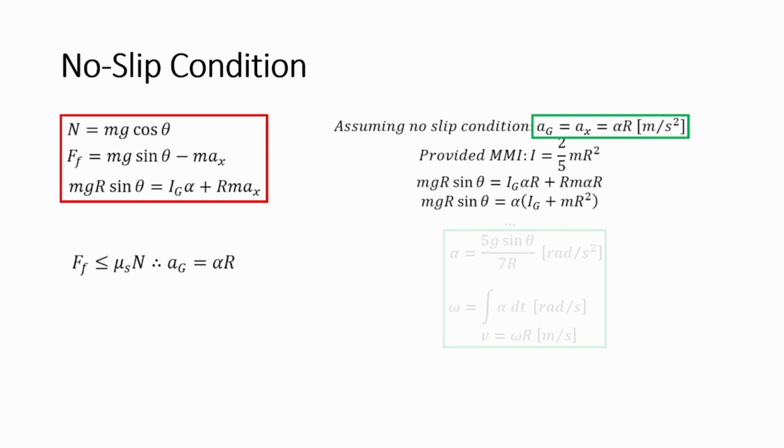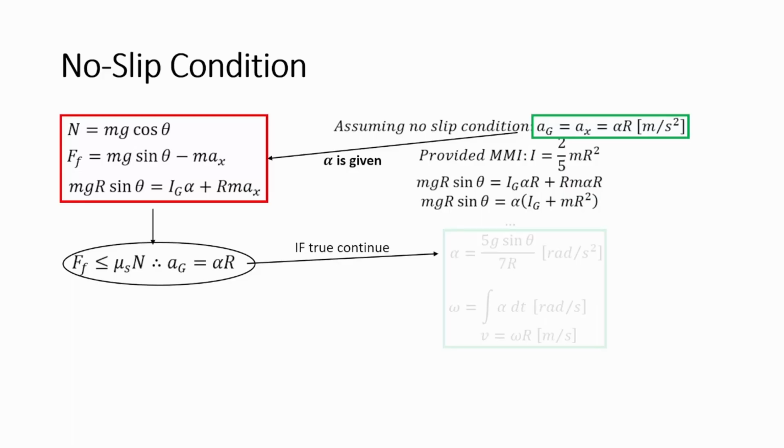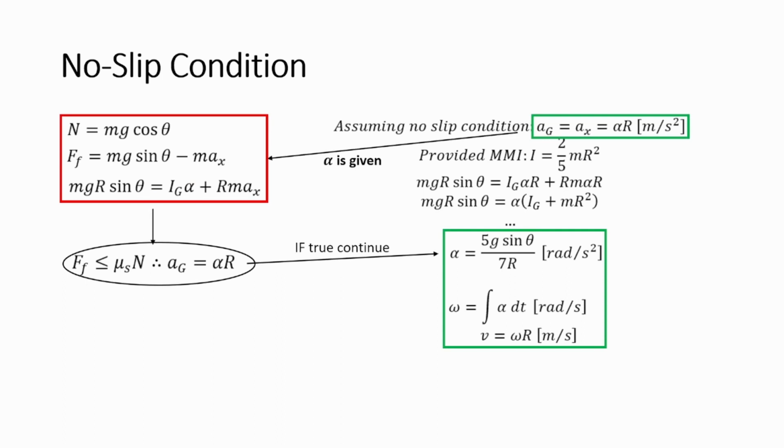An important principle to discuss is the no-slip condition, which states that the friction force will be less than or equal to the static friction force. If we assume this to be true, we can prove this inequality using our fundamental equations, where if shown to be correct, we can continue to find velocities and acceleration.